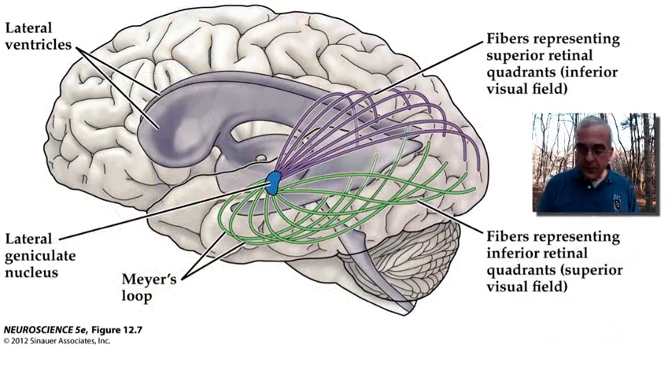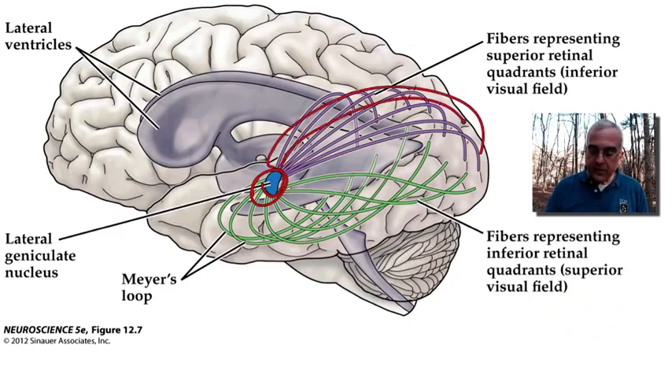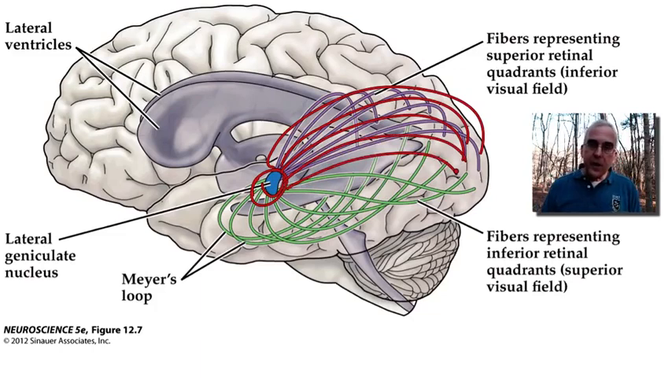Here from the lateral view, again, we find our lateral geniculate nucleus, which gives rise to the optic radiations. The optic radiations sweep around the lateral ventricle. Those that run through the parietal white matter are representing the lower visual field, and those axons travel and terminate in the cuneus gyrus on the upper bank of the calcarine sulcus.